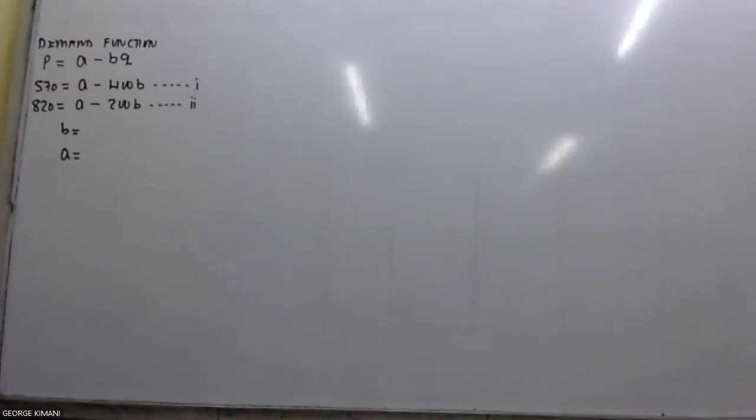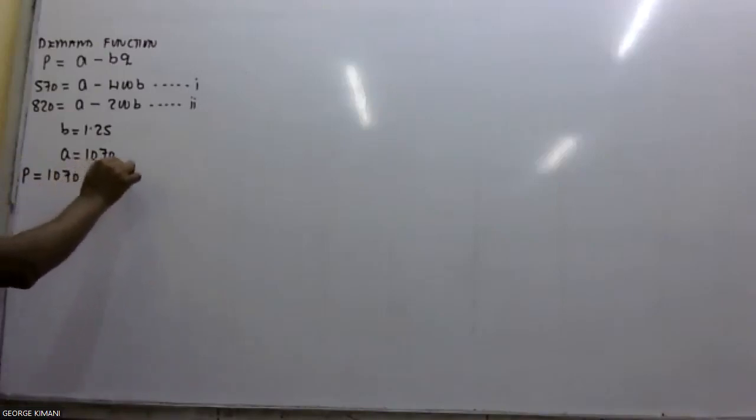Not yet. B is 1.25. A is 1070. Patience, are you agreeing? Yes, I do. Good. So the price is 1070 minus 1.25Q.